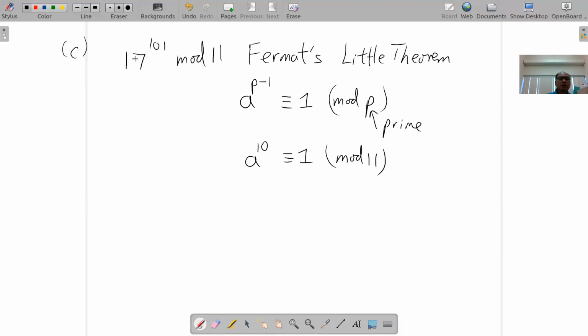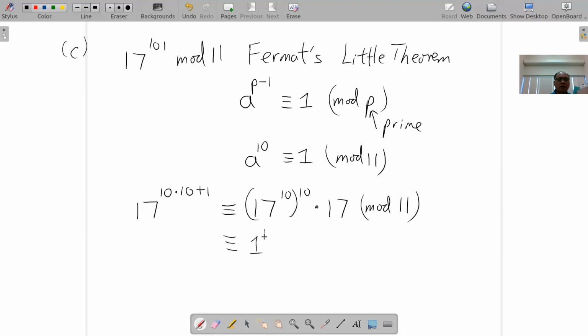Now, 17 raised to 101, it actually doesn't matter that it's 17. The point is that this is 17 raised to 10 times 10 plus 1, which if you use the normal exponent rule, can come down to this. But we already know that 17 raised to the power 10 is just 1. So the 1 to the 10 actually just disappears, and then you're left with 17 mod 11, and 17 mod 11 is 6. Okay.